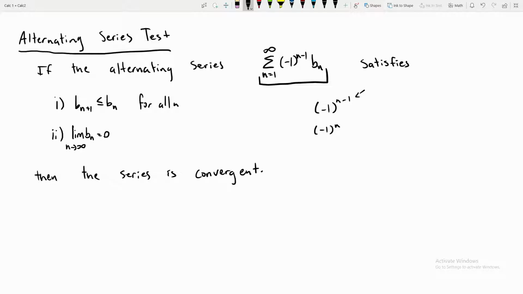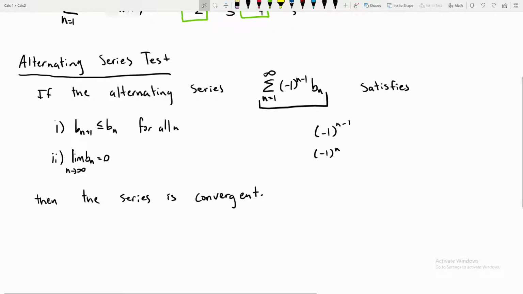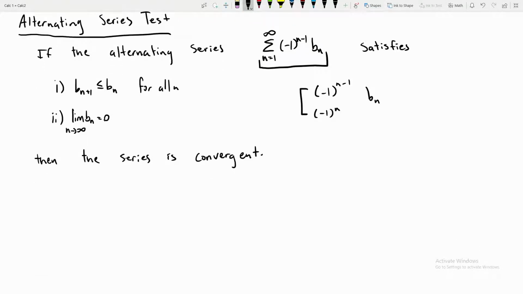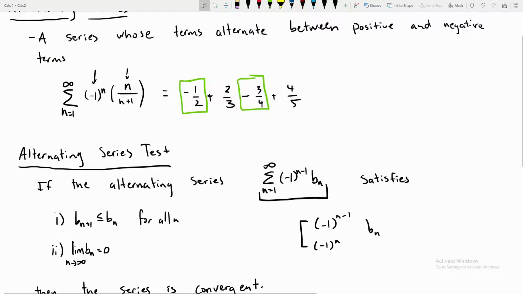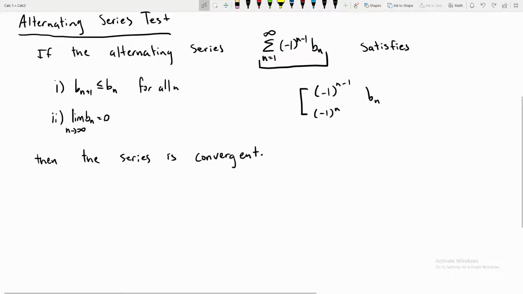Basically, if you subtract 1, that means you'll start later. In this example, as we can see, we started off with a negative term right here. But if we were to put n minus 1, then it'd be the opposite. That means these terms would be negative instead. So the negative terms will start later. And then this b of n is whatever else is in that series. So if we go back again to this example, this was b of n. So it's essentially the other term that doesn't determine what the sign is. It just determines what the actual value is of that term.